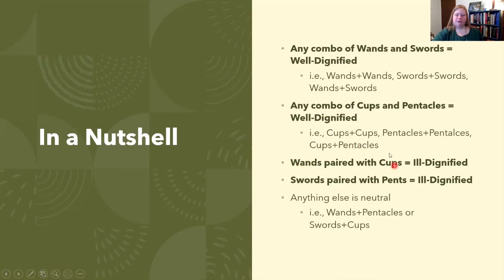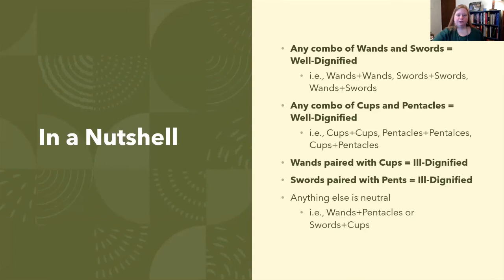Wands, which is fire, paired with cups, which is water, they share nothing. Fire is hot, dry, and expansive. Water is the opposite. It's cold, moist, and contractive. Those are totally opposite. They're ill-dignified. Likewise, swords, air, is hot, moist, and expansive. Coins are earth, which is cold, dry, and contractive. So they share nothing. They're ill-dignified. Anything else is neutral. Your wands and your pentacles, your swords and cups, those end up being neutral.